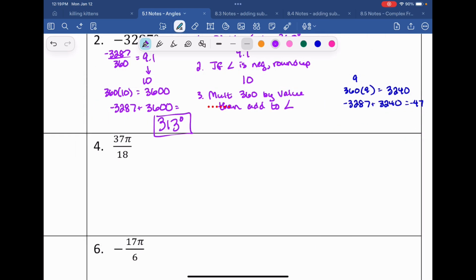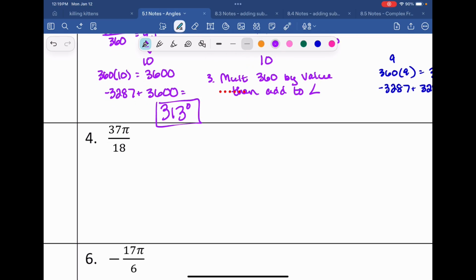Okay, now in radians, I don't do any shortcuts with radians because of the fraction part of it. But what I do is I make a common denominator with 2 pi. Because right now it's over 1. And since I had to add or subtract, I need a denominator 18. So 1 times 18. Let's multiply bottom by 18, multiply top by 18. So 36 pi over 18.